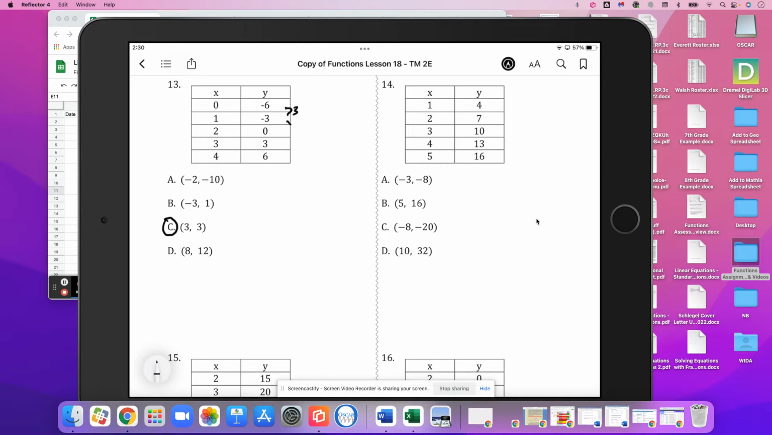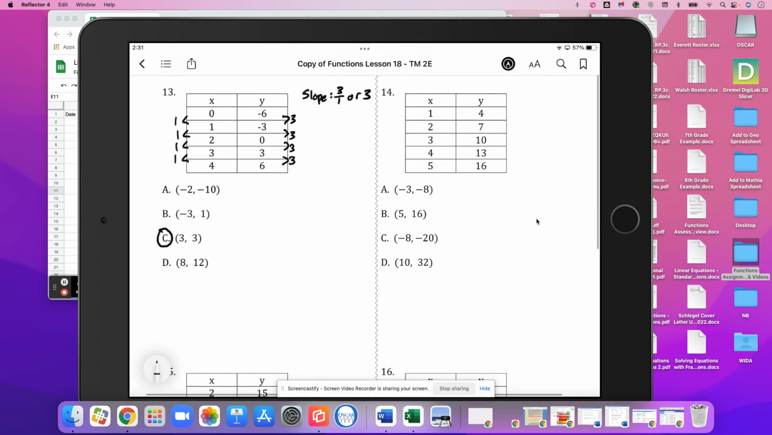So this is increasing by 3. This is increasing by 1. So my slope is 3 over 1, or 3. Y-intercept on this one is -6. So we'll test point A. We've got y equals, our slope is 3. Y-intercept is -6. So point A is going to be -10 is equal to 3 times -2 minus 6.